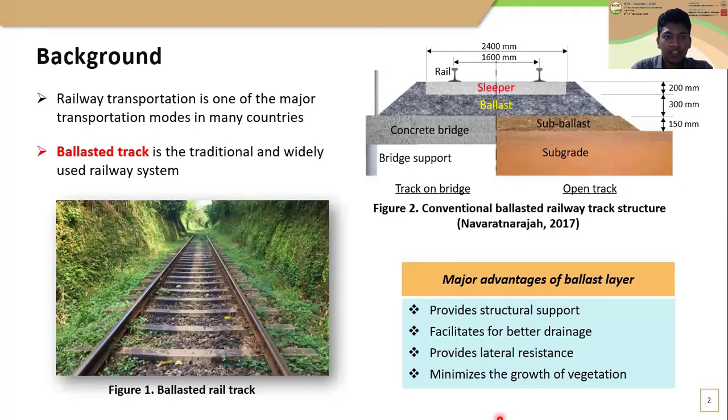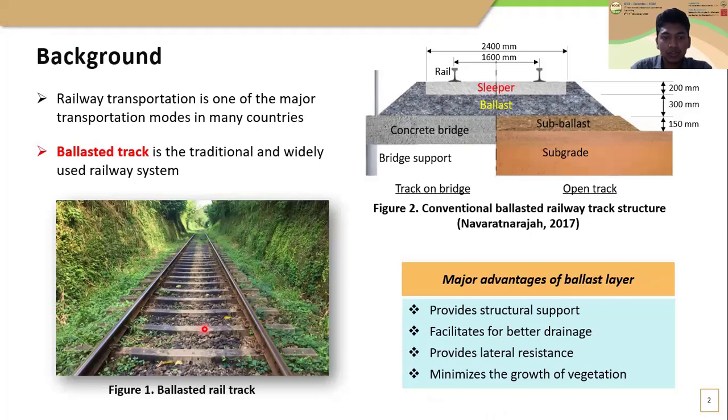As you all know, railway transportation is one of the major transportation modes in many countries. When we consider railway track systems, ballasted track is the traditional and widely used railway track system in many countries, including Sri Lanka. So in this figure, you can see a conventional ballasted track in Sri Lanka.